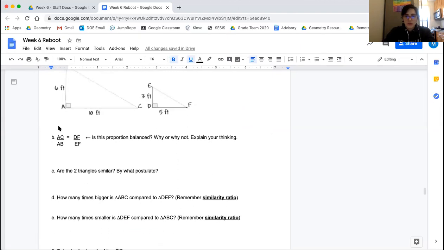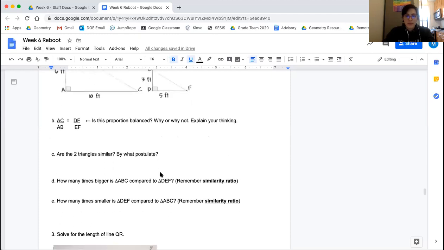Part C, are the two triangles similar? Remember earlier in the video when we went through the different postulates, look back to that list and decide, are they similar and by what postulate?